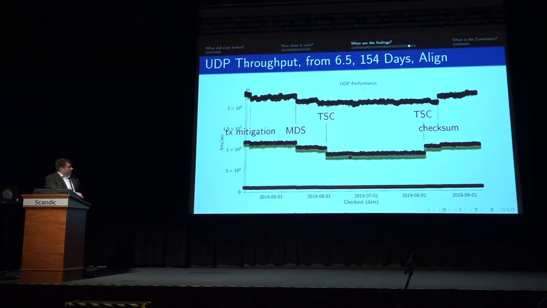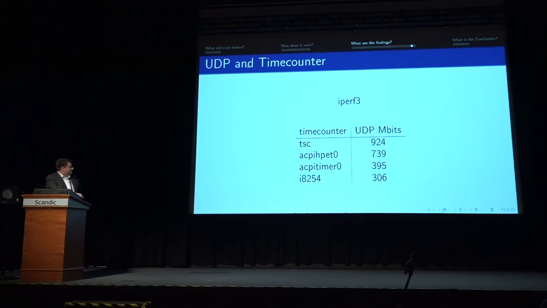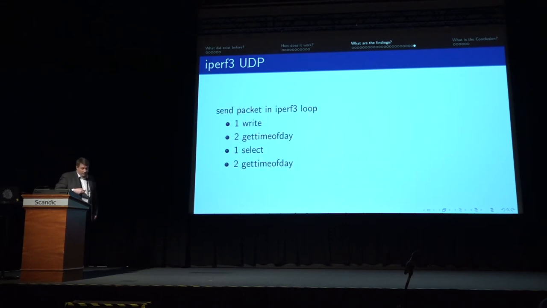And so what I wanted to know is, how does this time counting affect our graphs? I did those iperf tests with different time counters. So that's TSC, the CPU hardware time counter, that's the fastest. Then here are some other ACPI counters, which get slower. And some very old Intel counter, so we have very poor performance. But it has nothing to do with UDP. So I checked what iperf does when it does UDP.